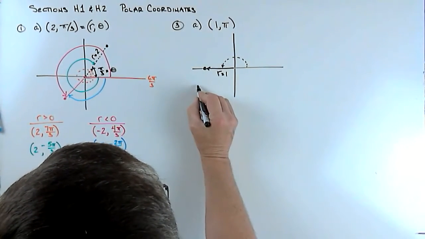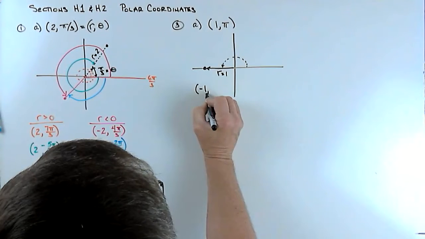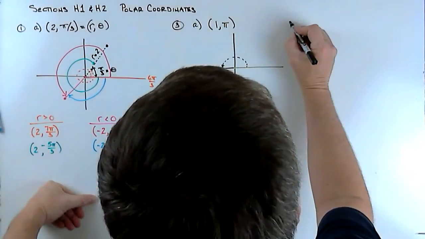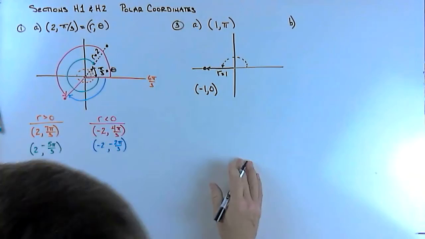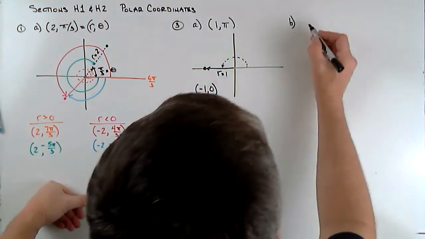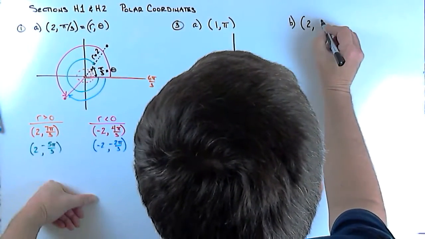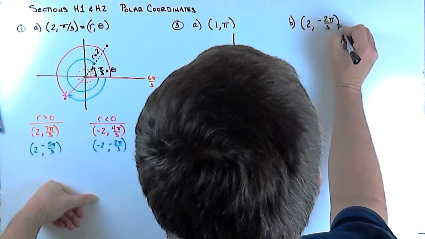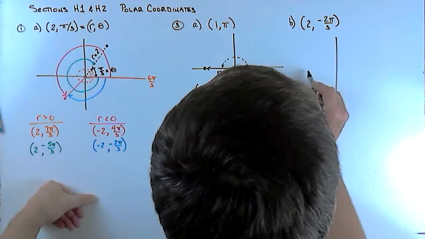We know the coordinates at that point in Cartesian coordinates are -1, 0. So in part A, we didn't have to do any arithmetic to try to find the Cartesian coordinates. But if we look at a problem like B, it says r is 2 and theta is -2 pi over 3. So how would we find this?